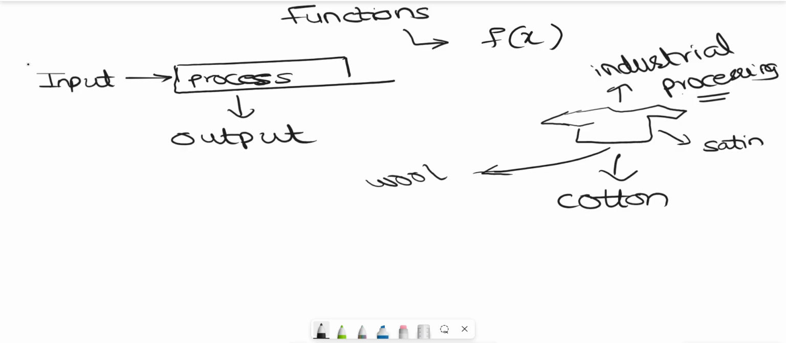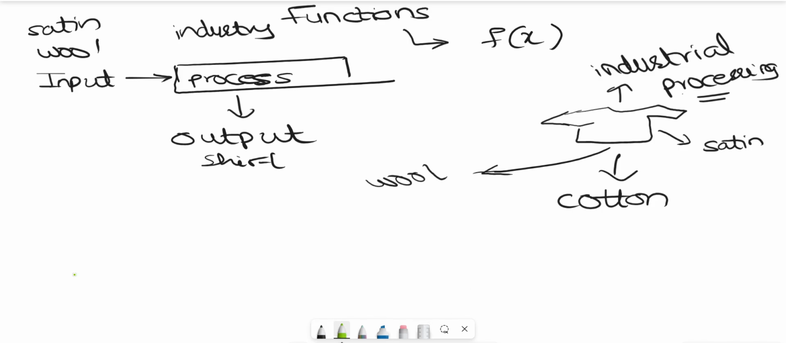So the input in this case can be considered wool, it could be satin. The process is industry, and the output is shirt. So functions can be denoted just like that. What do we mean by that? Let's say you have a function which asks you f of x equals 2x plus 5.